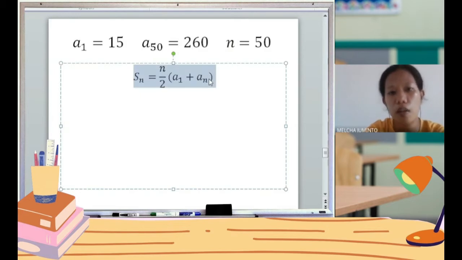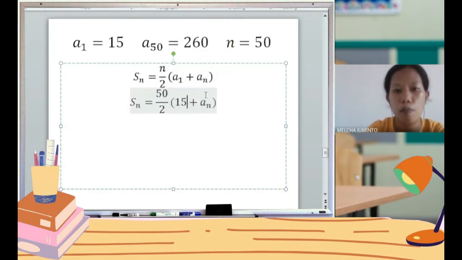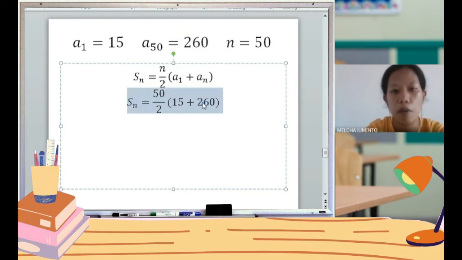So use the formula in order to solve the problem. Replace now n with 50 from the given. Replace the first term with 15. Replace the last term with 260. And then apply the operations.